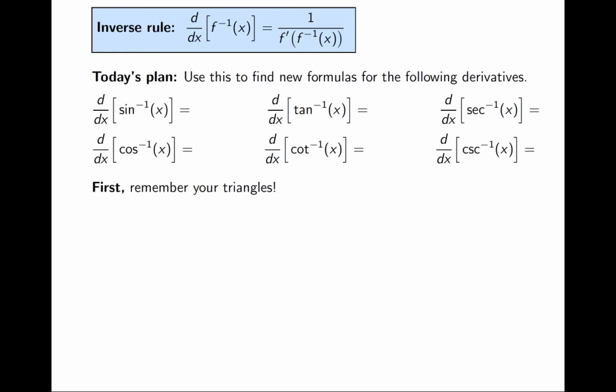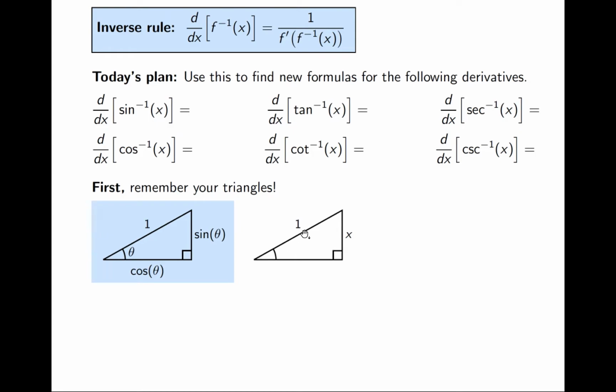But before doing this, it's important to remember our triangles. If we have a right triangle with angle theta and hypotenuse 1, remember that the length of the opposite side is sine of theta, and the length of the adjacent side is cosine of theta. And this picture gives us our geometric interpretations of sine inverse and cosine inverse.